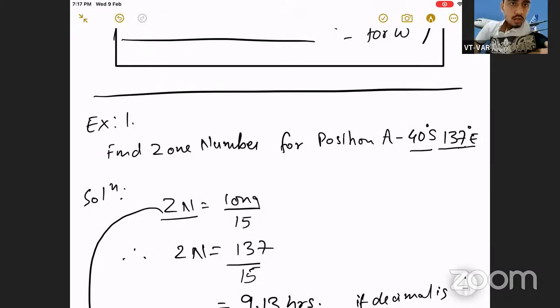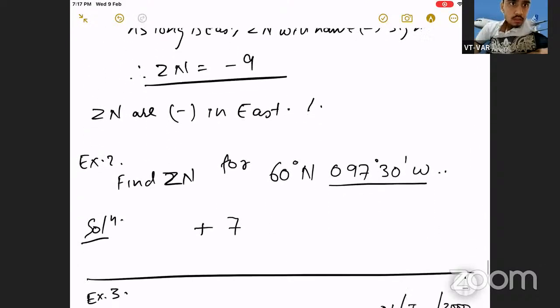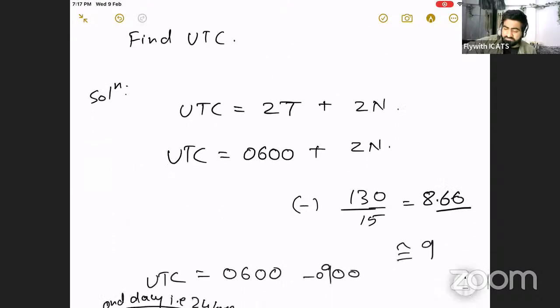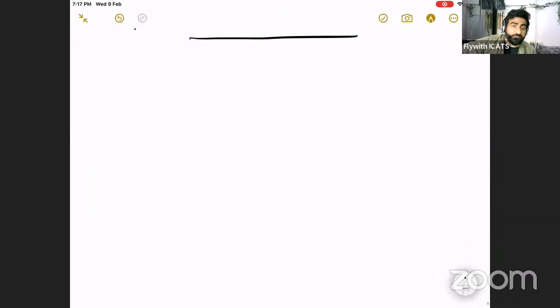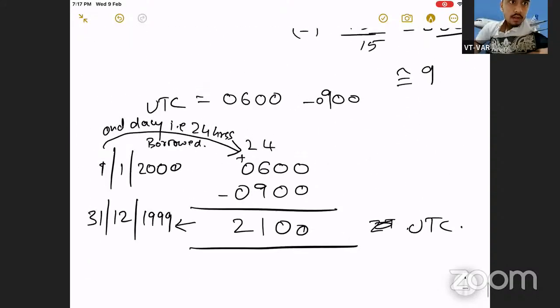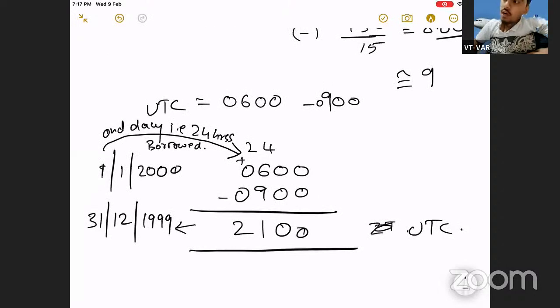Varad, what's your question? Sir, can you scroll down a little bit? For this 21, 2100 is of 1/1/2000 or the 31/12/1999? 31 only. Otherwise, we would not have got 21. We have borrowed 24 hours from 1st January. 1st January doesn't have that day anymore because 24 hours are borrowed. So it has the previous day, and the previous day is 31st of December.